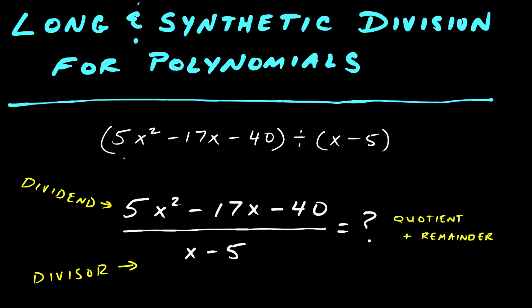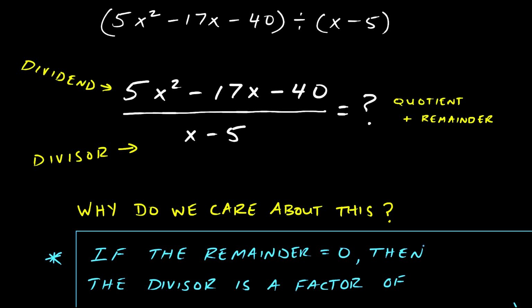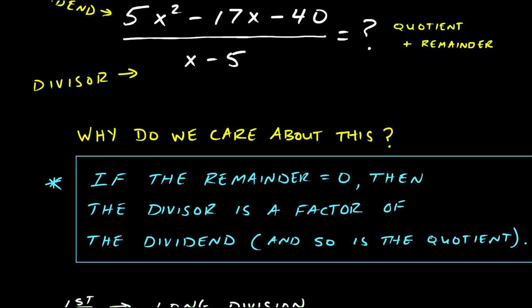What's being divided is the dividend. What's doing the dividing is the divisor. And your answer is the quotient. And if there's a remainder, it's plus the remainder. So a couple things we want to think about. Why do we even care about this?